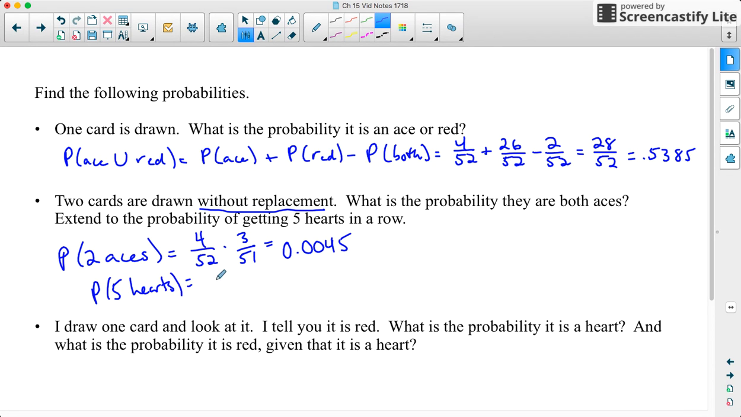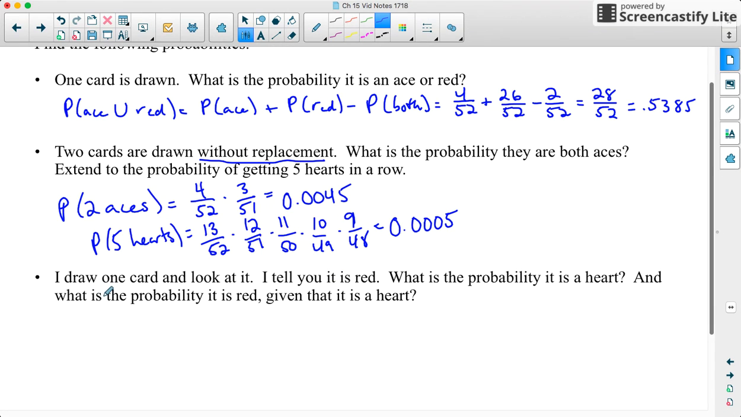And then it says extend the probability of getting 5 hearts in a row. Well, again, we start with 13 out of 52 for the first one, times 12 out of 51 for the second one, 11 out of 50 for the third one, 10 out of 49 for the fourth one, and 9 out of 48 for the fifth one. And when you multiply all of those together, you get 0.0005.